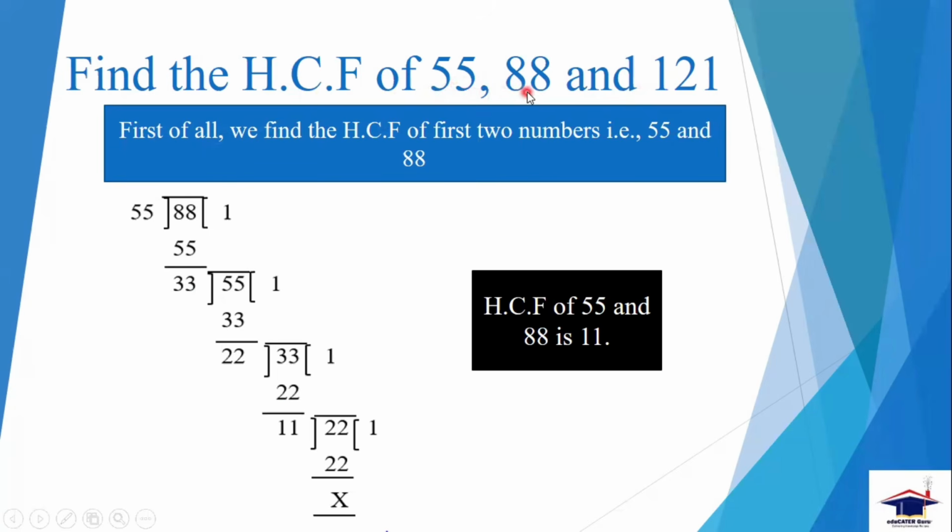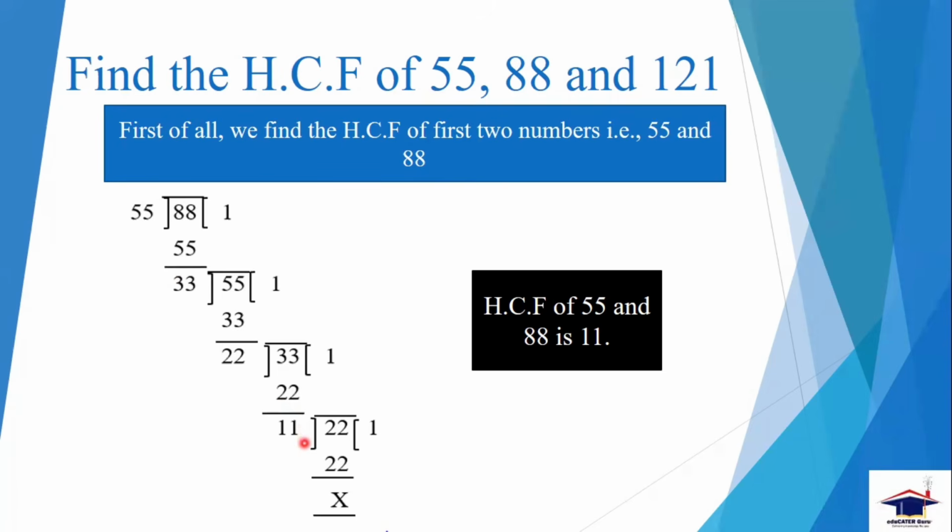The bigger number between these two is 88. So 88 is divided by 55. 55 ones are 55. The remainder is 33. So 33 becomes the smallest number and the divisor 55 becomes the biggest number. So 55 is divided by 33, which is 33 ones are 33. The remainder becomes 22. Now the remainder 22 becomes the smallest number and the divisor 33 becomes the biggest number. So 33 divided by 22, that is 22 ones are 22. The remainder is 11. So 11 is the smallest number and the divisor 22 becomes the biggest number.